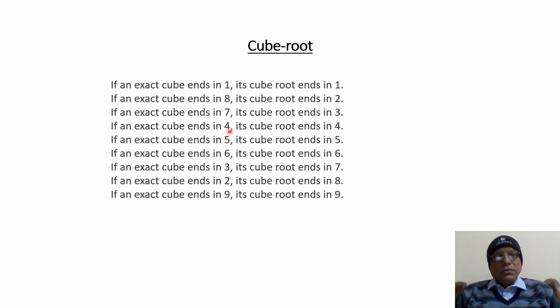If the exact cube ends in 4, its cube root ends in 4. If the exact cube ends in 5, its cube root also ends in 5. If the exact cube ends in 6, its cube root also ends in 6. Similarly, if it ends in 3, then the cube root ends in 7. If the cube ends in 2, then the cube root will have the last digit 8. And if the cube ends in 9, the last digit of the cube root will be 9. So this will be very important in finding the cube roots.